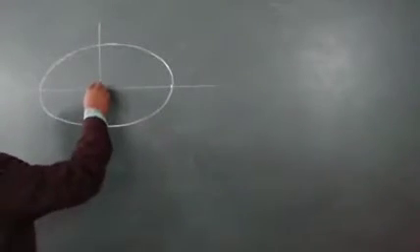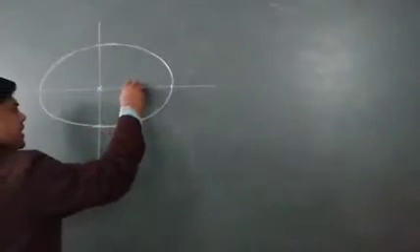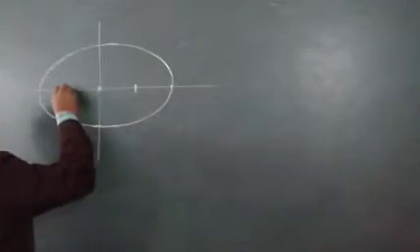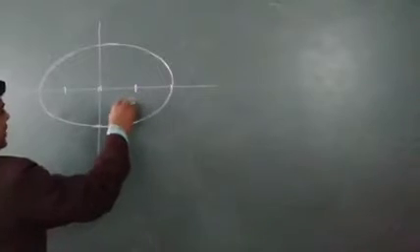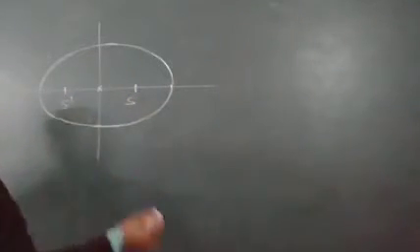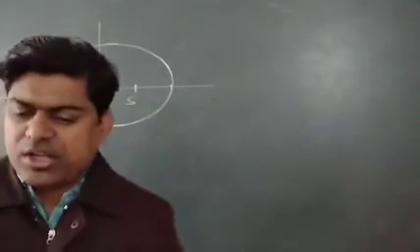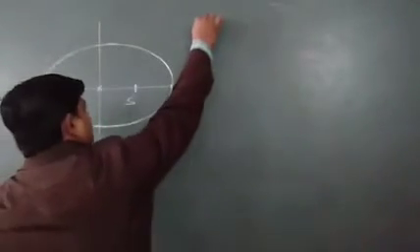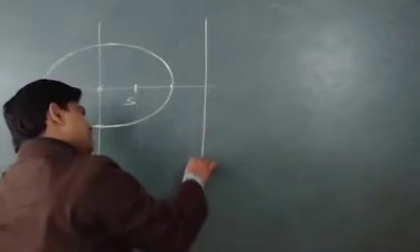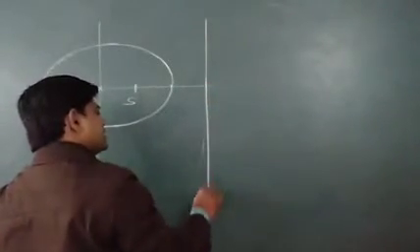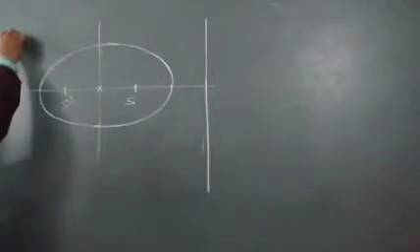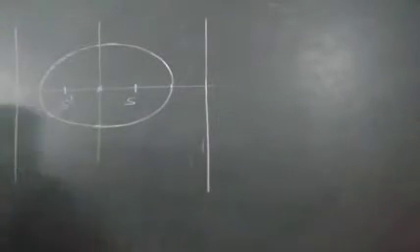Now this one will be called the center. Here I have 2 points. These are called the fixed points, and they can be written as S and S dash. In some books it's written F and F dash also, so there is no need to worry about it. This is our fixed line, which is called the directrix. And here also I have a fixed line, which is called the directrix.